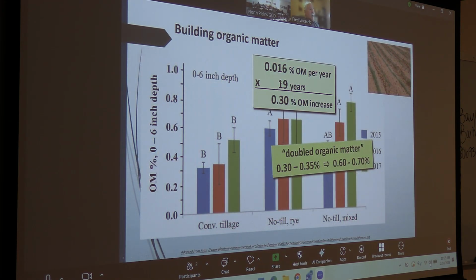But then I took the 19 years of the study and I doubled that. By doubling that, I came up with a 0.3% organic matter increase, which is about what they said. So I felt my numbers were pretty good, my assumptions were pretty good.